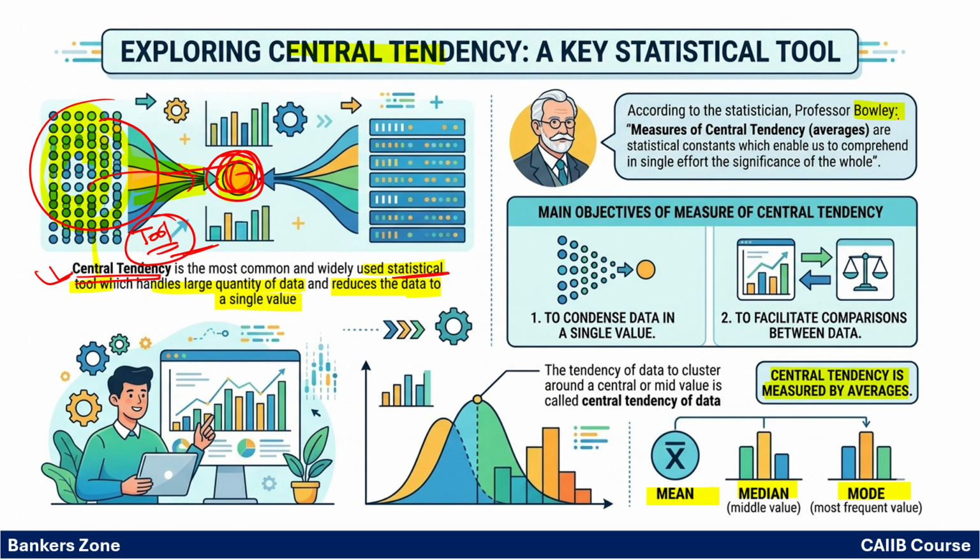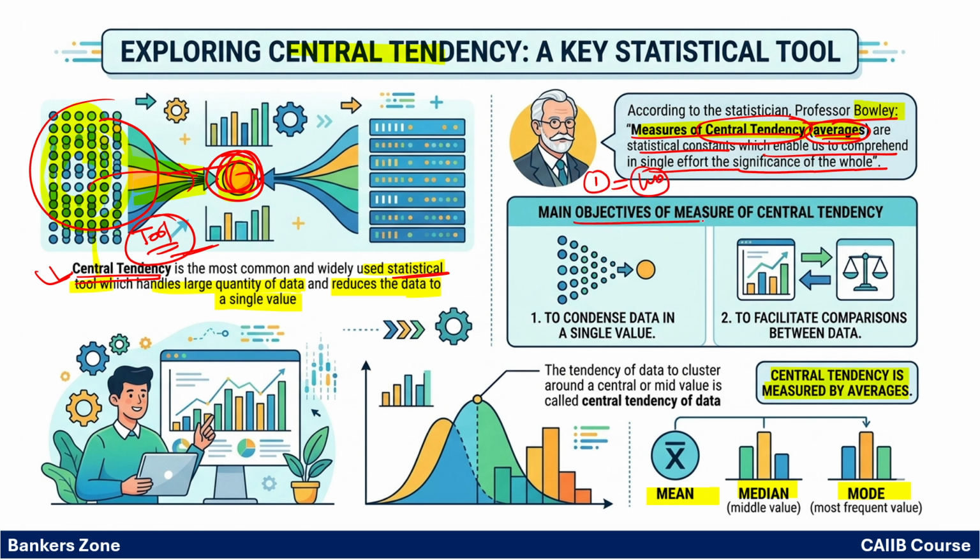Now as per Professor Bowley, he says that measures of central tendency are the averages. They are statistical constants which enable us to comprehend a single effort of significance of the whole. That means, as per Professor Bowley, the averages are nothing but the measures of central tendency. To measure the central tendency, we can use the averages, and based on that, we can say that the average will represent the whole data.